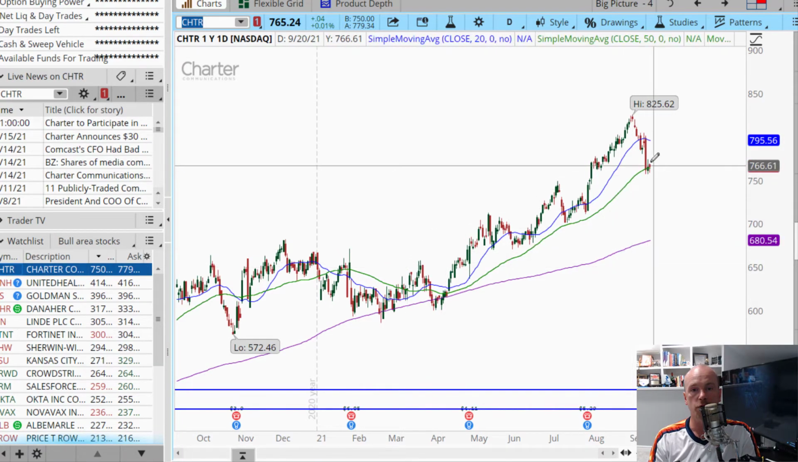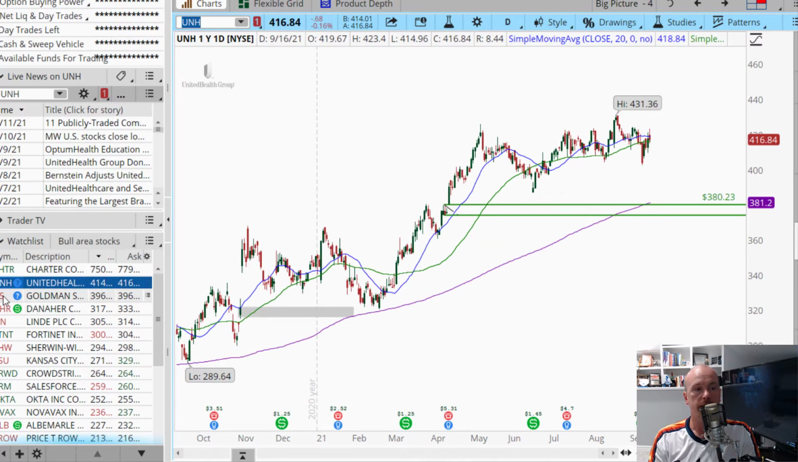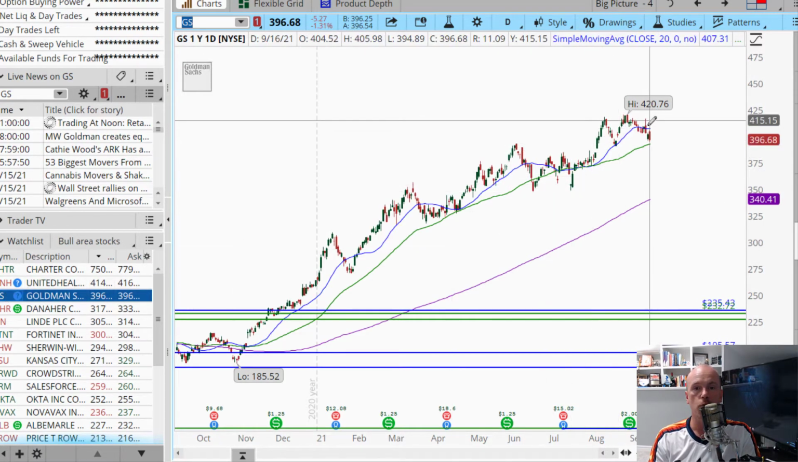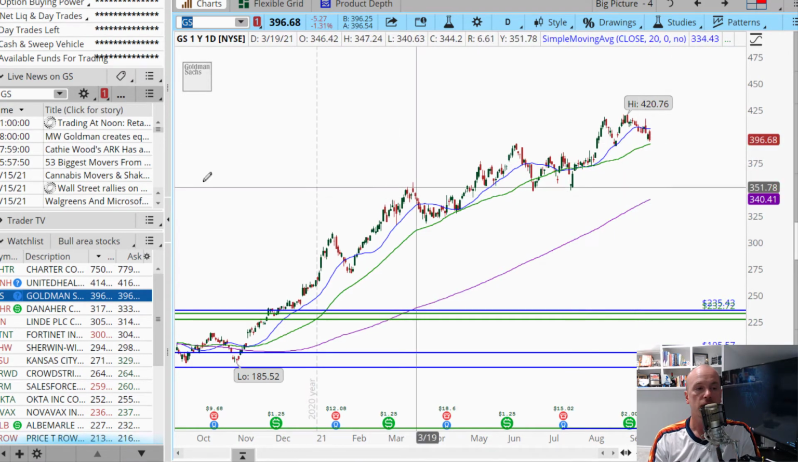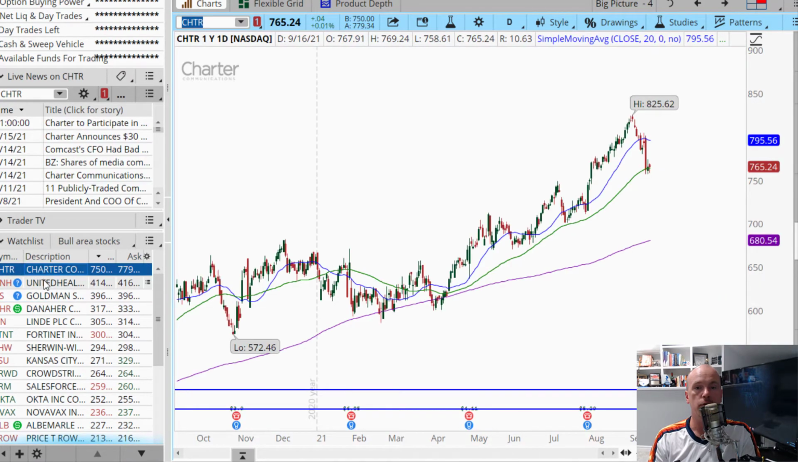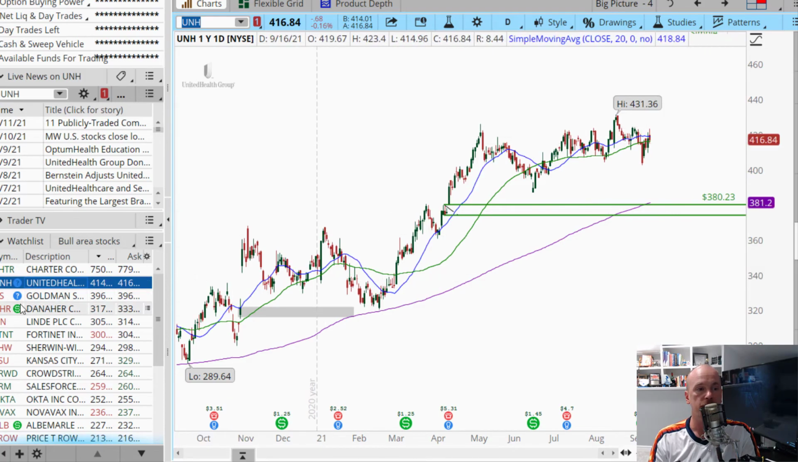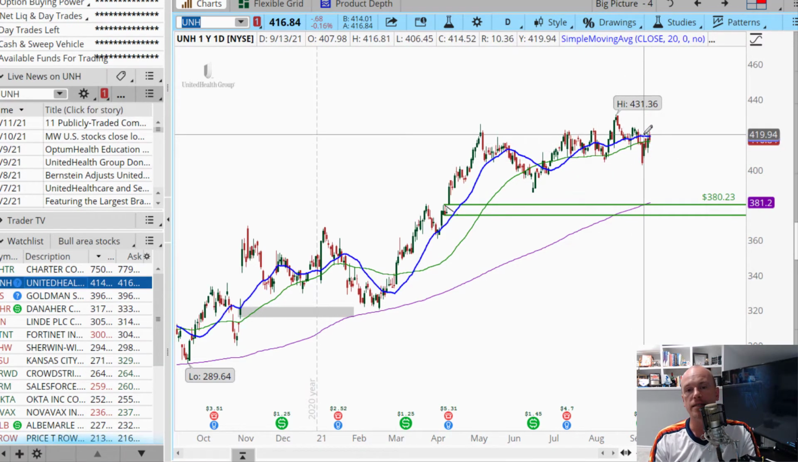So for example, here we are with Charter Communications. Next is United Healthcare. Next is Goldman Sachs. We can see that Goldman Sachs has stacked moving averages. Charter and United both had stacked moving averages. Now, does it mean that they're definitely tradable opportunities? Not necessarily. Look at United Healthcare. It's actually come below the 50, and it's not really sitting at an area of demand that screams buying opportunity.